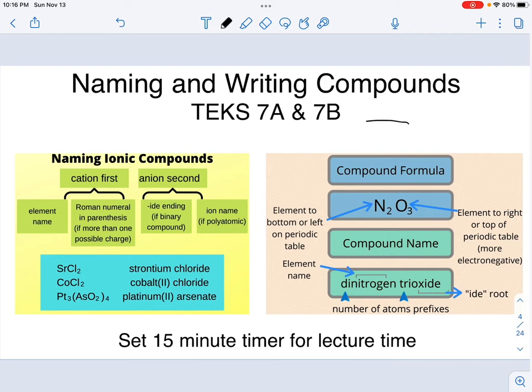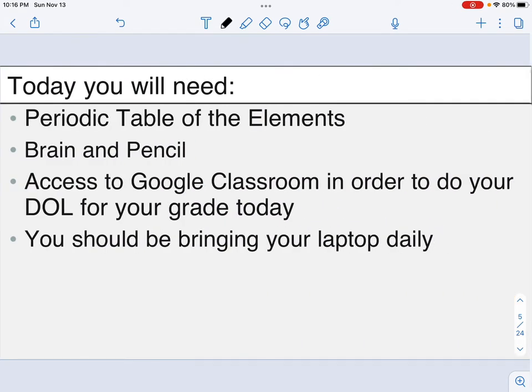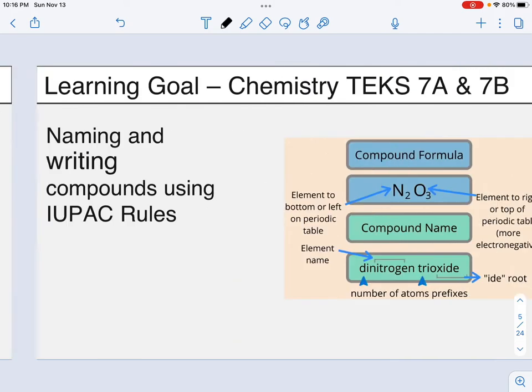So try to focus on this right-hand side. You see where I'm putting some stars and where I circle it? This is what we're going to be talking about, covalent or molecular compounds. Today, you'll need a periodic table of the elements. You'll need your brain, obviously, and a pencil. You'll need access to my Google Classroom in order for you to do your demonstration of learning for today. And as you know, you should be bringing your laptop with you daily for these very purposes.